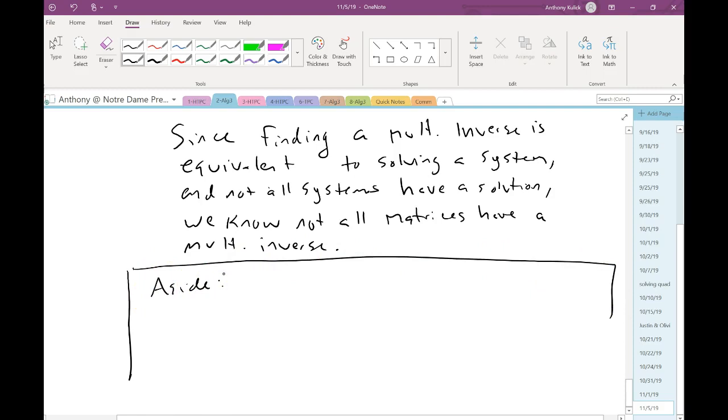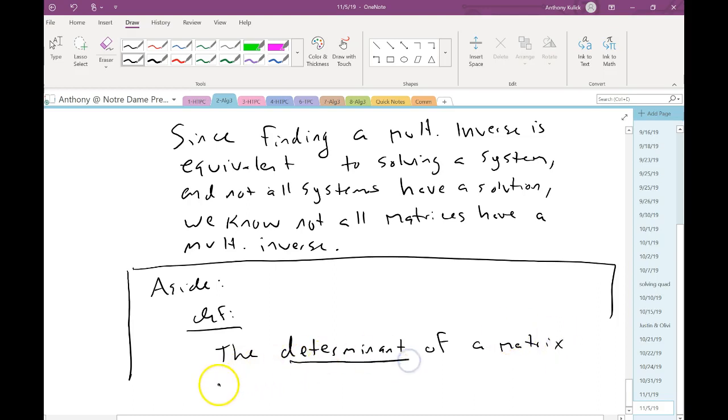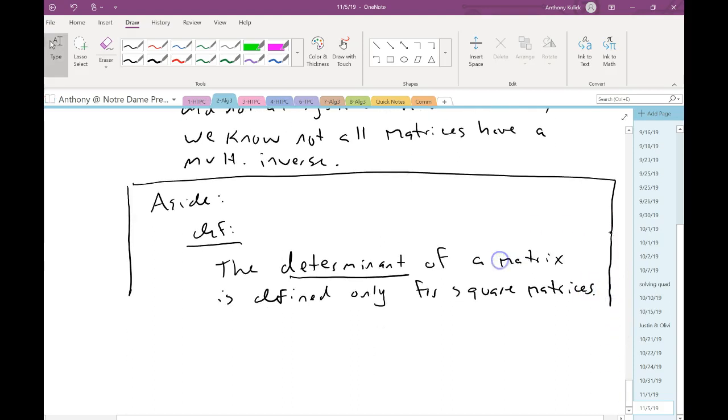We're going to take a little bit of a detour here, because we have to do a little bit more in order to finish up talking about how we find these inverses. So we're going to define a new matrix operation called the determinant. The determinant is defined only for square matrices.